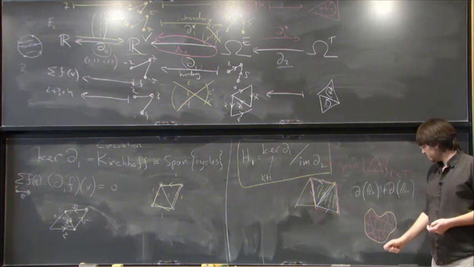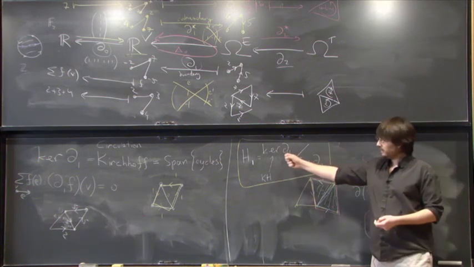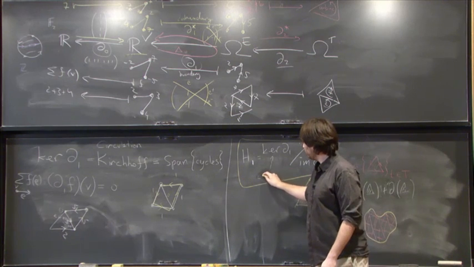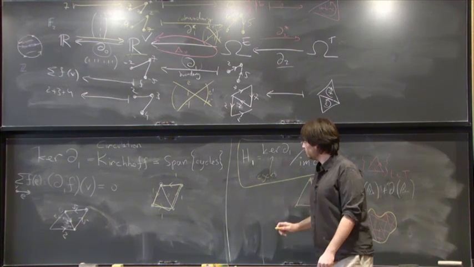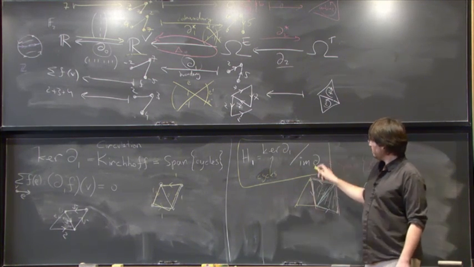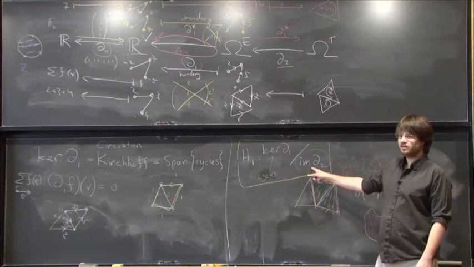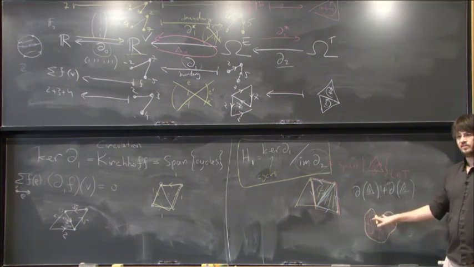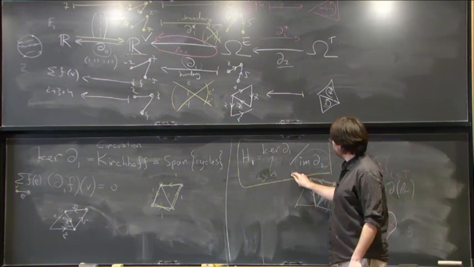So the first homology is the Kirchhoff. I don't want Kirchhoff. I want to say cycles in terms of loops. But I don't want to look at loops, I'm modding out loops which are boundaries of surfaces. So these are boundaries.